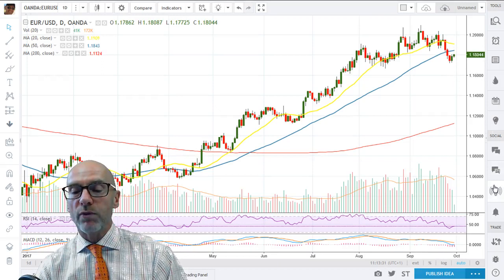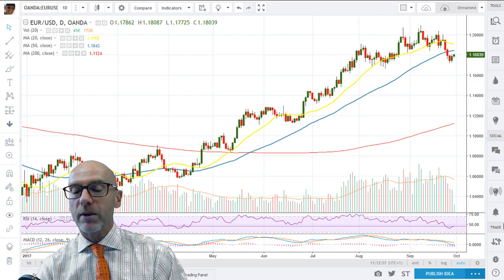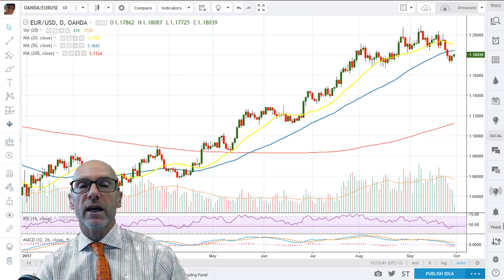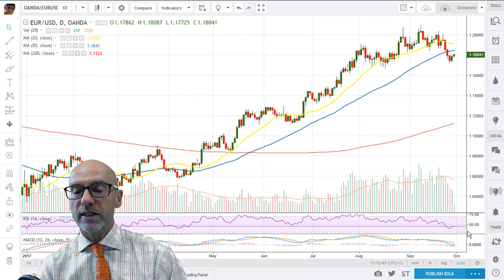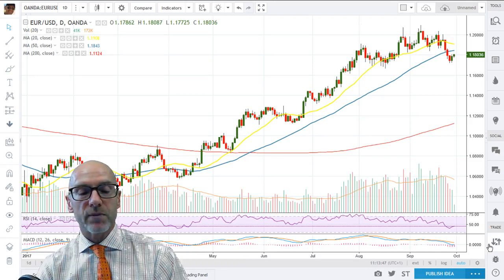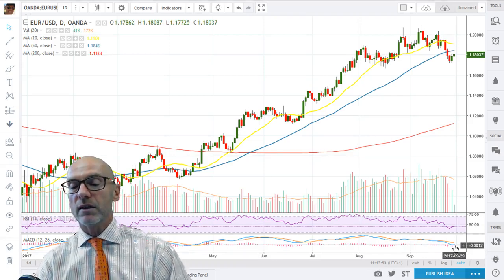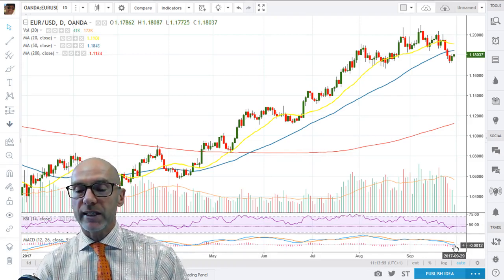Because of the fall off we've had, you can see that the RSI has drifted off and it's back below 50, at 45 and in a downtrend, and is therefore indicative of negative momentum. Likewise, the MACD short term has now gone below zero. They're both moving downwards and are also indicative of negative momentum.